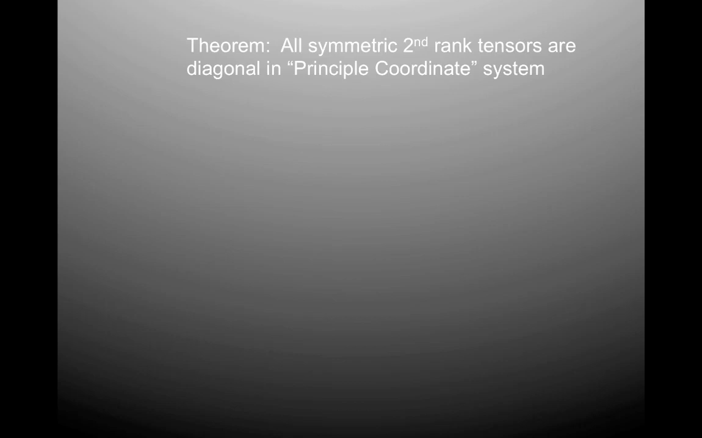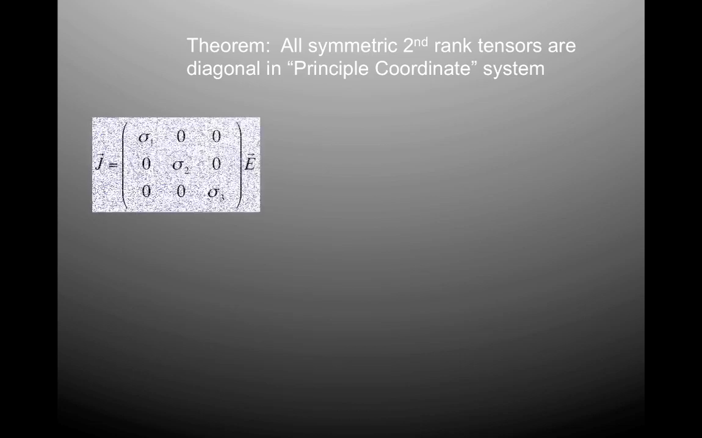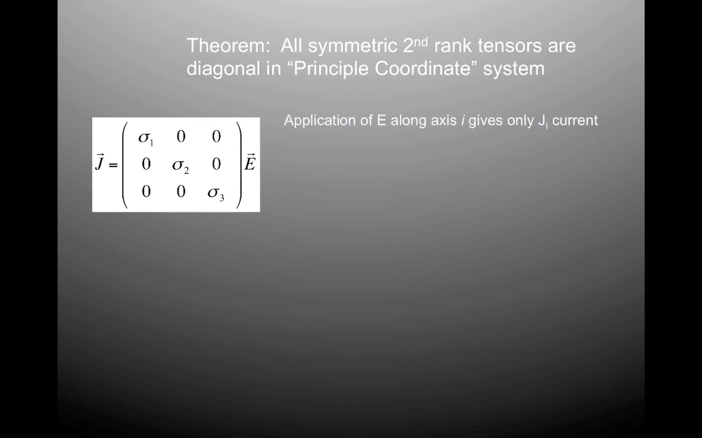Now, another theorem that's important is that all symmetric second-rank tensors are diagonal in some coordinate system, which we'll call the principal coordinate system. Thus, there is a coordinate system for electrical conductivity, which has only 3 elements along the diagonal, sigma 1, sigma 2, and sigma 3. So application of an electric field along each axis, axis i, gives only a current in the ith direction.